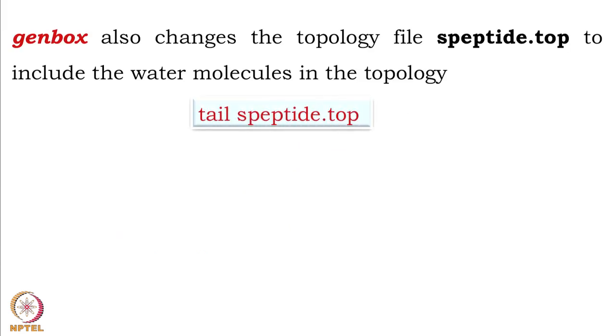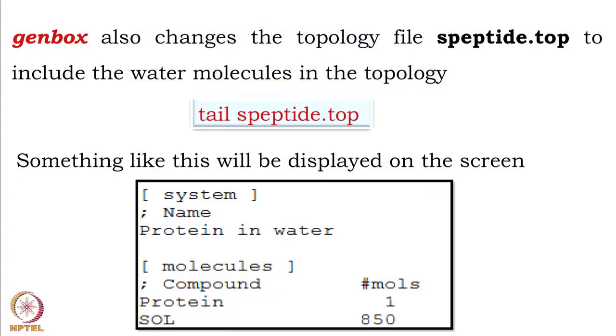Right. So if I just type tail s peptide.top, it will take me to the last few lines of the topology file. Something like this will then be displayed on the screen: there is protein, there is one, that is my S peptide, and SOL, that is my solvent molecule. There are a total of 850 solvent molecules.